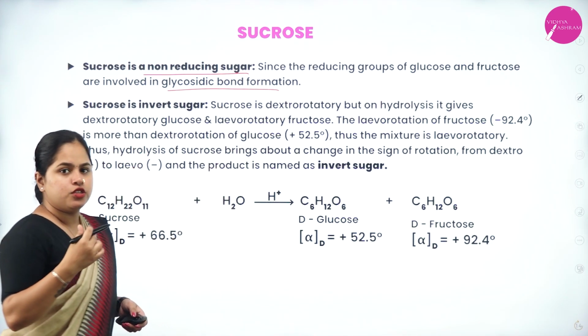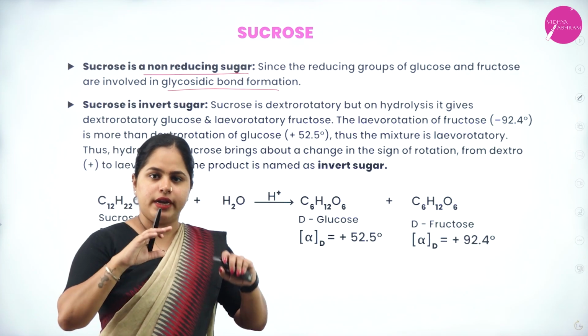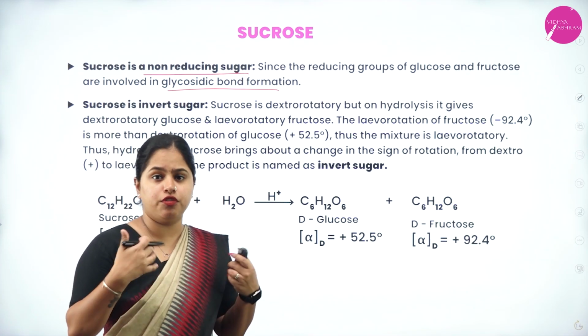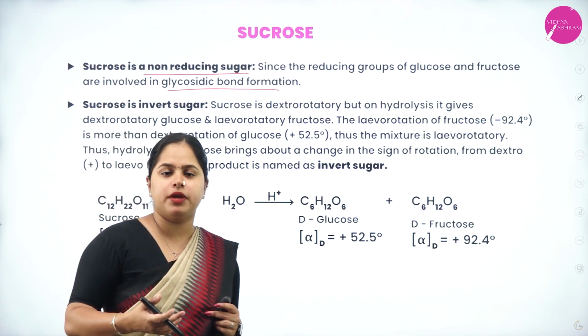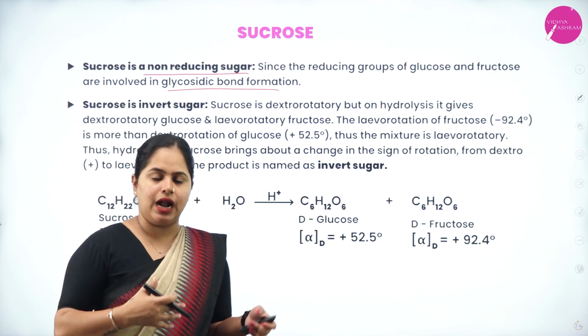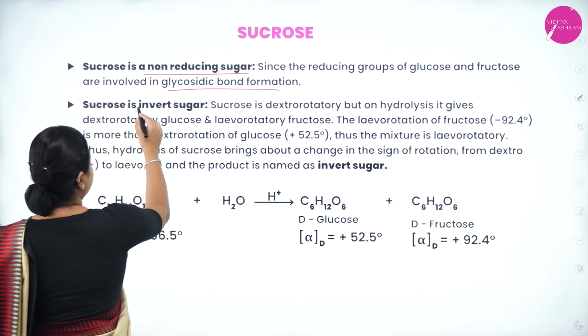Sucrose is a non-reducing sugar since the reducing groups of glucose and fructose are involved in glycosidic bond formation. So the functional groups which are present, that is aldehyde as well as ketone, are forming a ring structure, right? They are not freely available. That is why sucrose is a non-reducing sugar. Sucrose is an invert sugar.